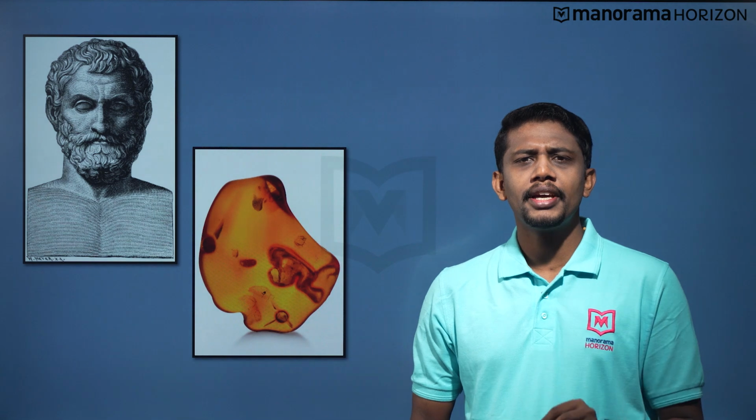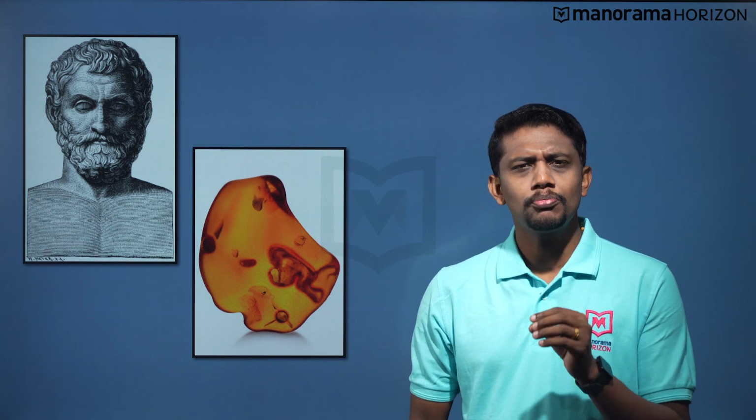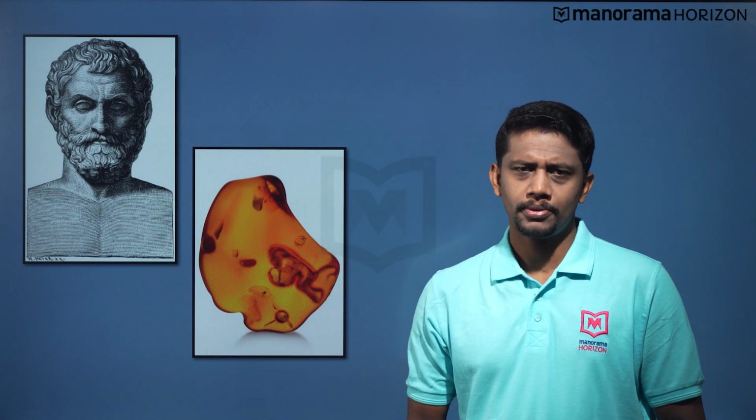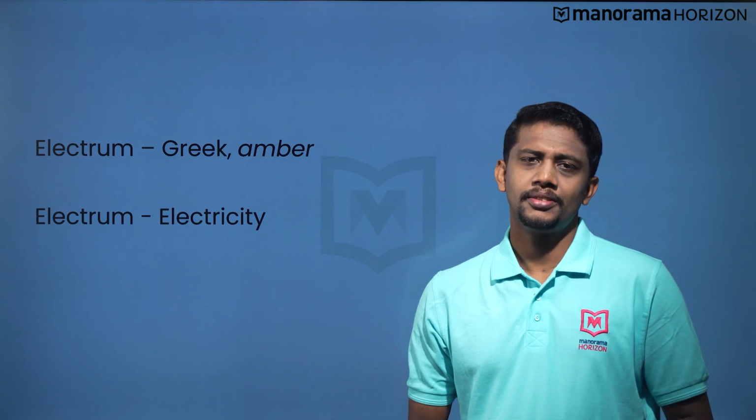In 600 BC, a Greek named Thales first described a unique property of the gemstone amber when rubbed against fur or wool. Such stones were able to attract small pieces of straw or paper. It is from the Greek word for amber, electrum, that we get the name electricity.